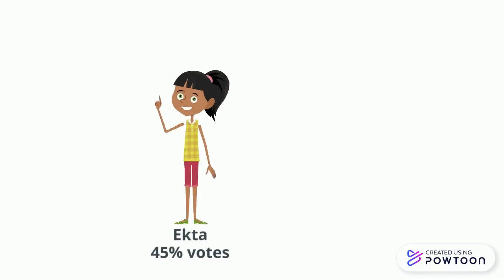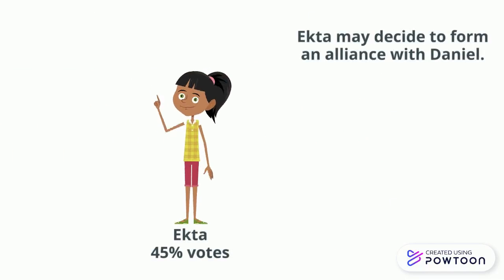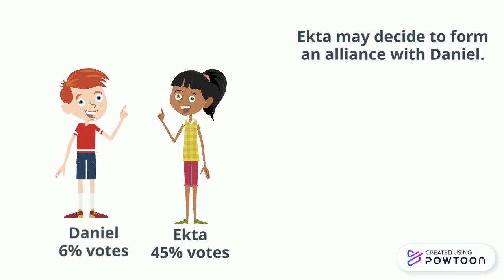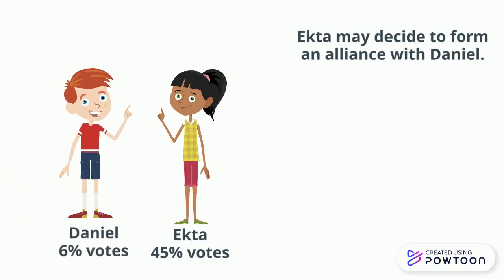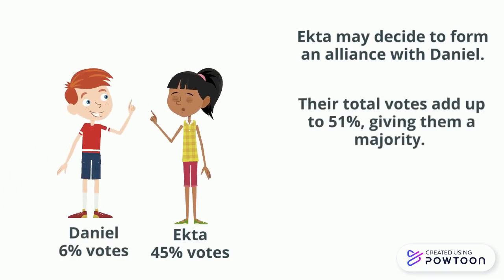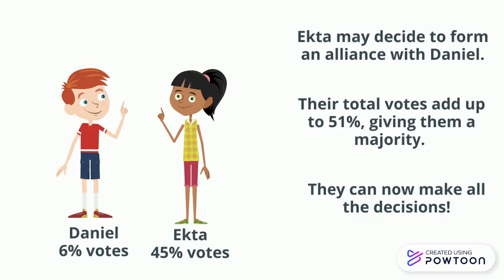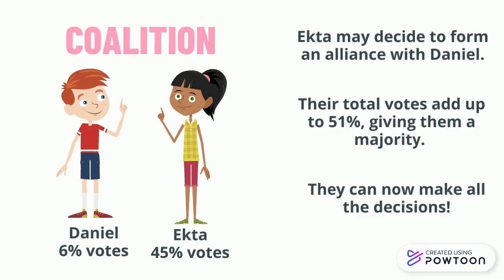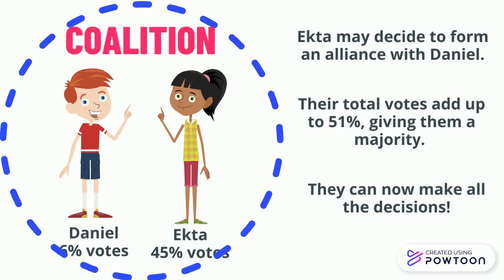Hector, who has 45% of the vote, may decide to form an alliance with Daniel, who has 6%. Their total votes add up to 51% now, giving them a majority. They can now make all the decisions. This alliance between the two of them is called a coalition.